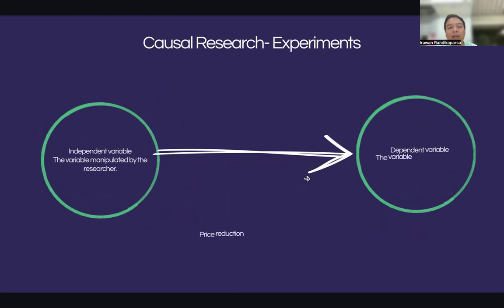Then we have the causal research here. Causal research focuses on identifying cause and effect relationships, as the title says. For example, a company might want to know whether advertising increases sales, whether a price reduction increases purchase intention, or whether a website design improves click rates. So causal research helps managers understand what factors actually influence outcomes. And you will encounter this in your last semester or last year, when you do your thesis or skripsi.